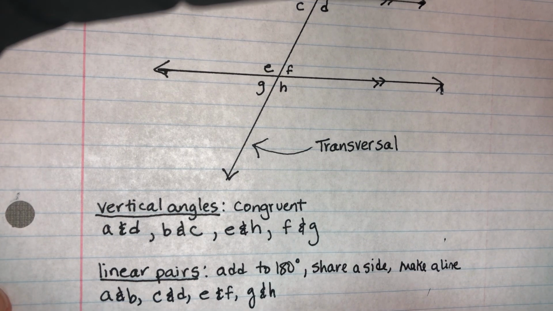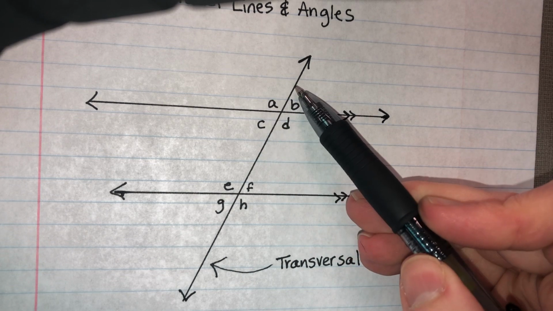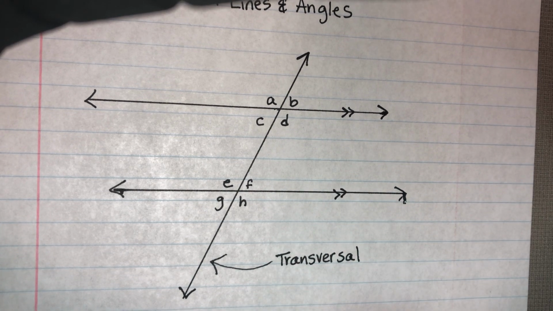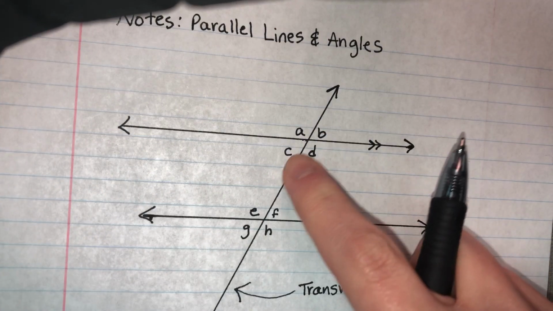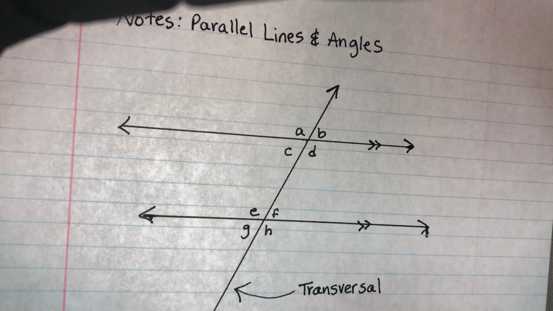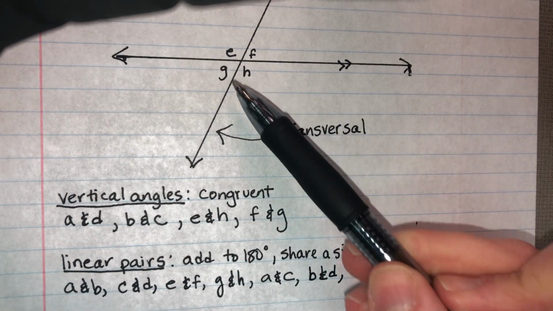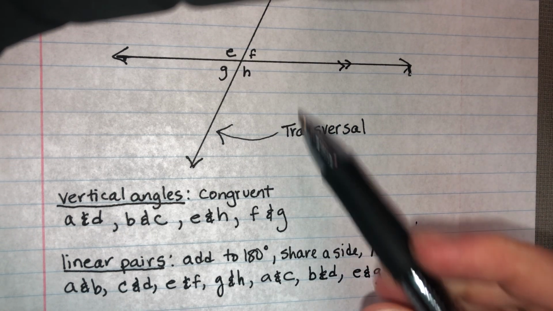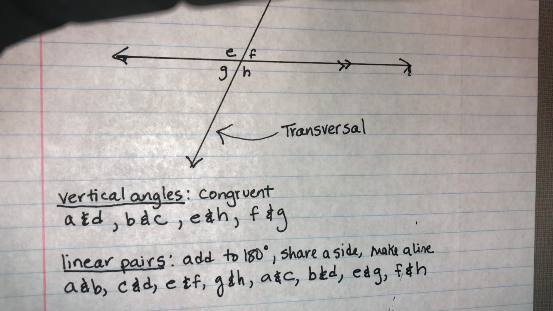But wait, that's not all, there's more. Angle A and angle C also share this side and make a straight line along this transversal. So A and C are a linear pair. B and D are a linear pair. E and G are a linear pair, and F and H are a linear pair. So there are 8 linear pairs in this picture.